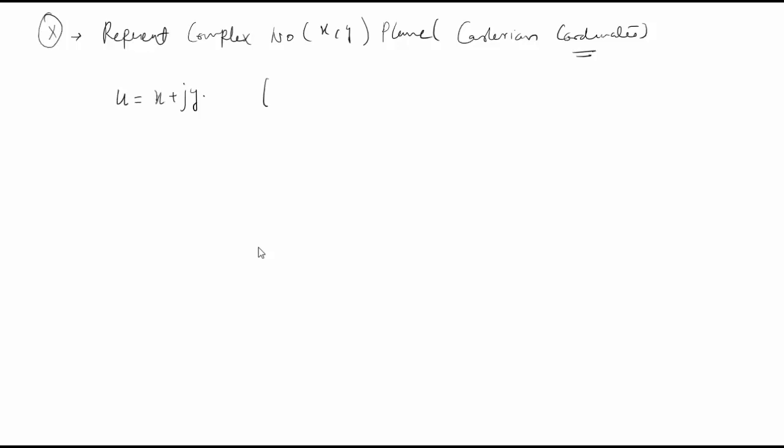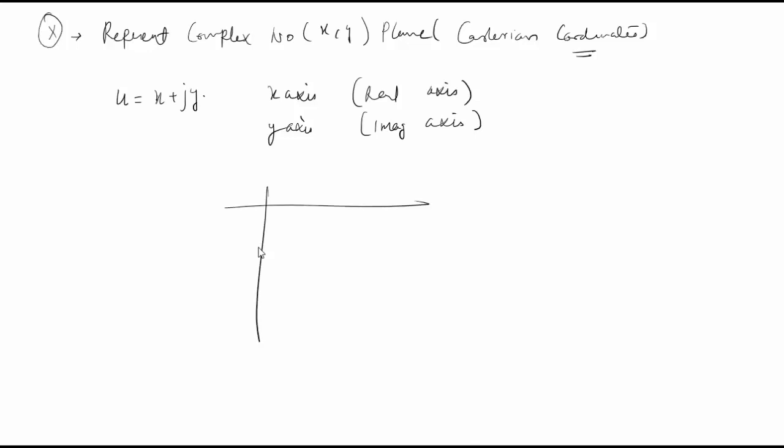It's possible to represent it in the Cartesian system by using two axes, the x-axis as the real axis and the y-axis as the imaginary axis. If we draw this, it would be something like this. This is my x plane and this is my y plane. This is my positive x-axis, while this is my negative x-axis, and this is my positive y-axis, and whatever goes here is my negative y-axis.